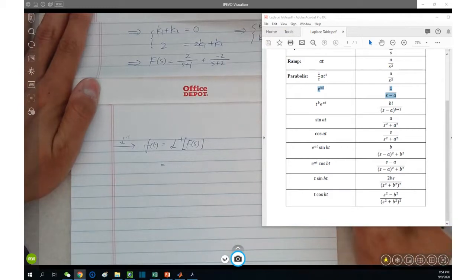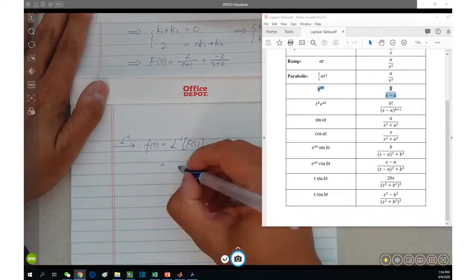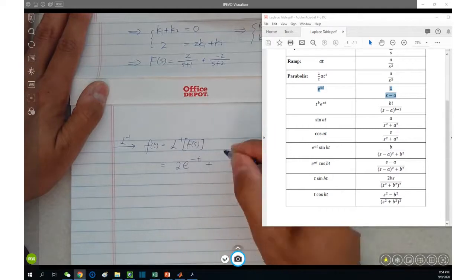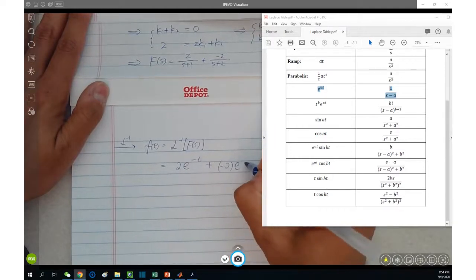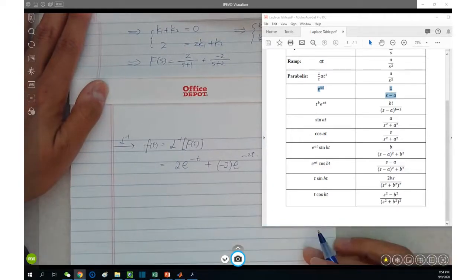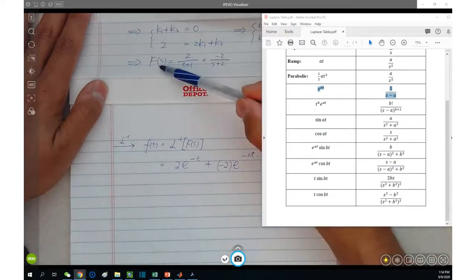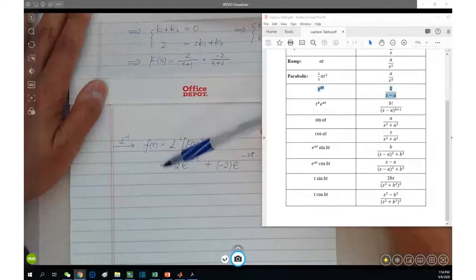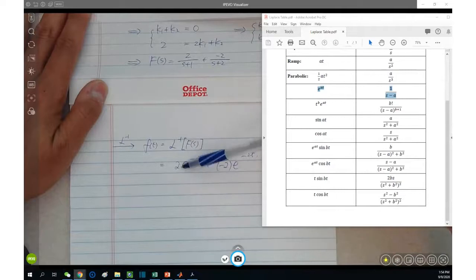Right here. The answer obviously is 2 times e to the negative t, plus in the middle, negative 2 times e to the negative 2t, right? This is the answer for this inverse Laplace transform. So the frequency domain transfer function F(s) is equivalent to the time domain expression, which is like this, right?